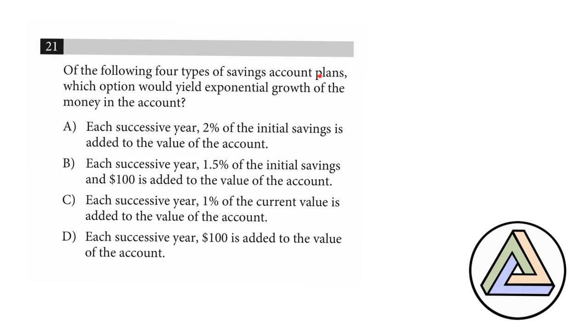Of the following 4 types of savings account plans, which option would yield exponential growth of the money in the account? Well, each answer choice is describing what happens to each savings account. We want to know which one is describing exponential growth. I'm going to assume that it's exponential growth when contrasted against probably linear growth for a lot of these.